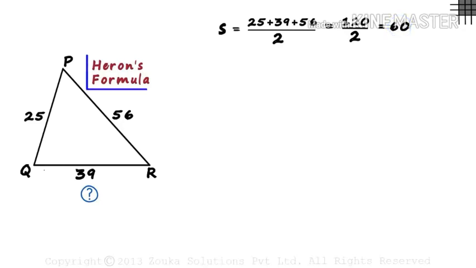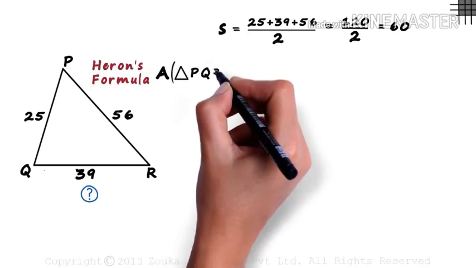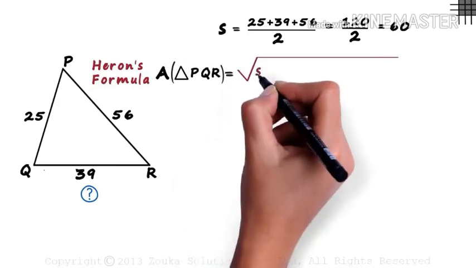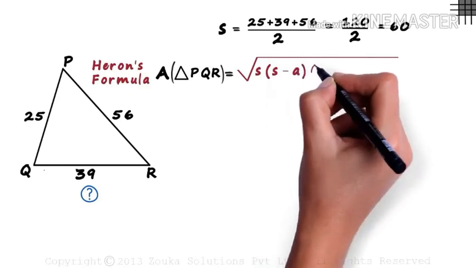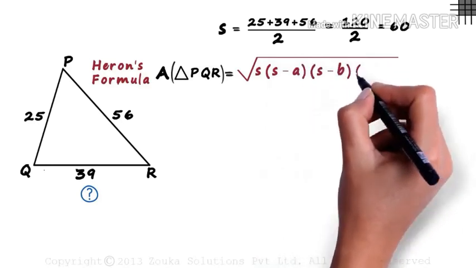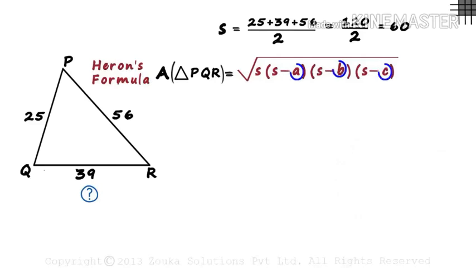But how do we use Heron's formula? How do we find the area of triangle PQR? The area of triangle PQR will equal the square root of S multiplied by S minus A multiplied by S minus B multiplied by S minus C, where A, B and C are the three sides of the triangle. In this case, S is 60, A can be 25, B 39 and C 56 units. We just need to be a little careful with the calculations here, as the numbers when multiplied get really big.